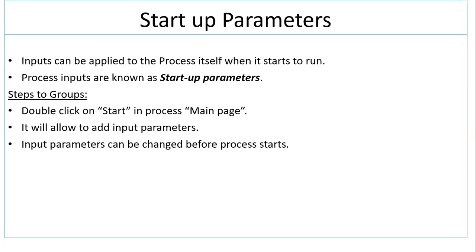It will allow you to add an input parameter if you double click on the Start in the process main page. So the input parameter can be changed before the process starts, and the type of the input can be anything. It can be text or it can be a collection or whatever you want based on your business process needs.